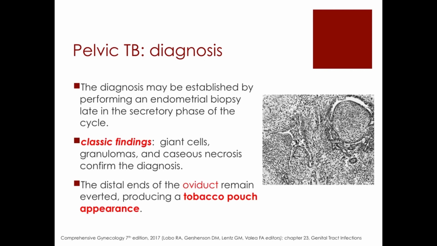How do we diagnose pelvic TB? The diagnosis may be established by performing an endometrial biopsy late in the secretory phase of the cycle. The classic findings on endometrial biopsy will be the following: giant cells, granuloma, and caseous necrosis that will confirm the diagnosis. Now, the distal ends of the oviduct remain everted, producing a tobacco pouch appearance on imaging studies.